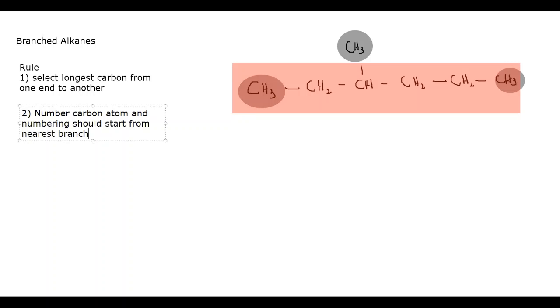So what does it mean? Example, if I number here, this is my first carbon. So what we'll do, we'll number the carbon atoms from one end to another, and the numbering should start from the nearest branch. So if I number this 1, 2, 3, 4, 5, 6, where the branch is coming, which position is there a branch?